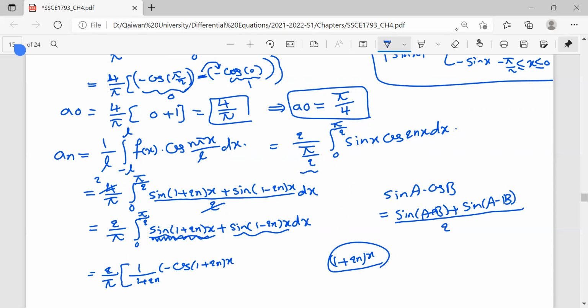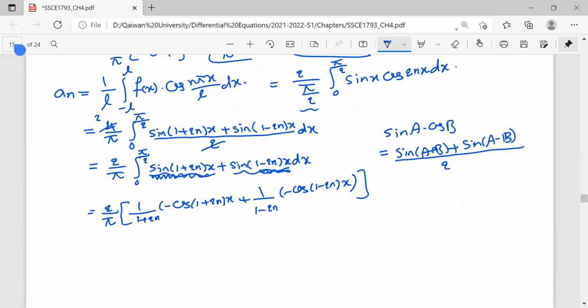And the second part is the same. We must have the derivative of the angle, which is 1 minus 2n, so plus 1 over 1 minus 2n times negative cosine (1 minus 2n)x. Both are from 0 to pi over 2.